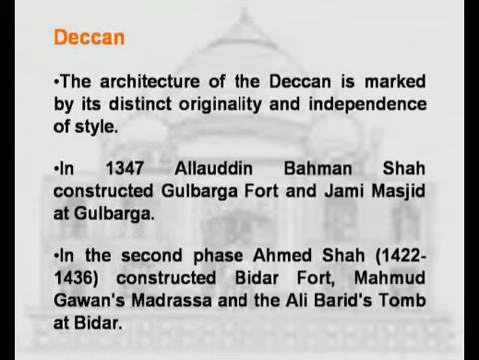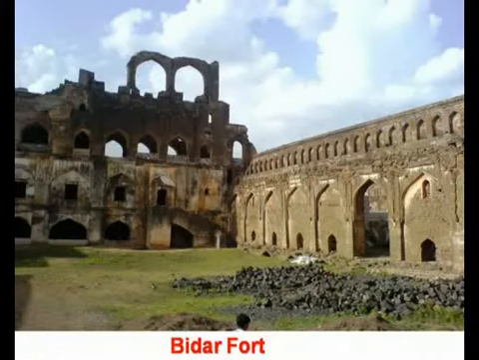The earliest period of architectural development started in 1347 when Alauddin Bahman Shah constructed the Gulbarga fort and the Jami Masjid at Gulbarga. The second phase is represented by the architecture of Bidar, initiated by Ahmad Shah, which includes the Bidar fort, Mahmud Gawan's Madarsa, and Ali Barid's tomb.